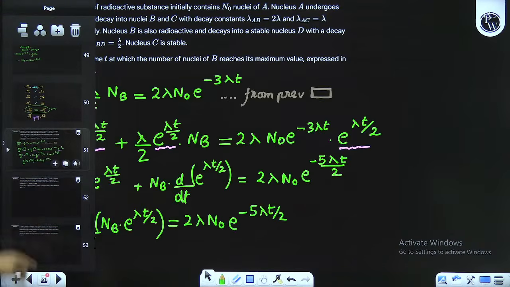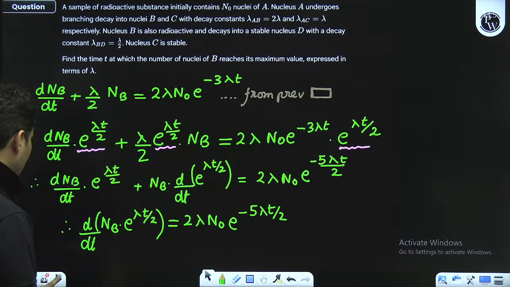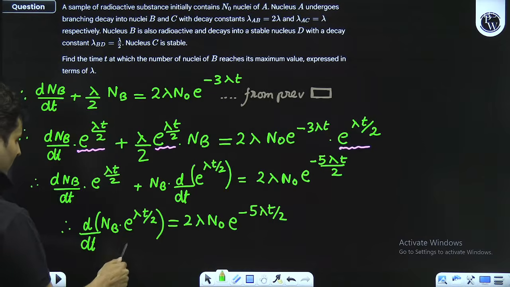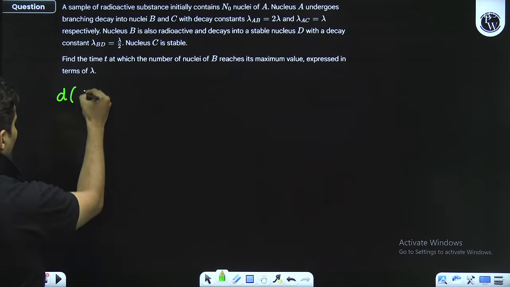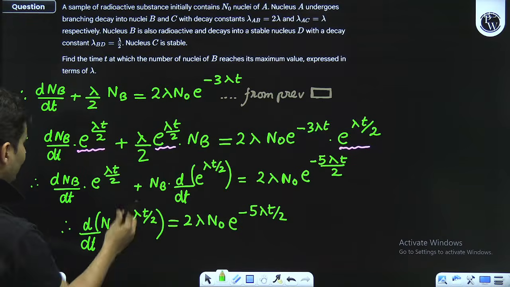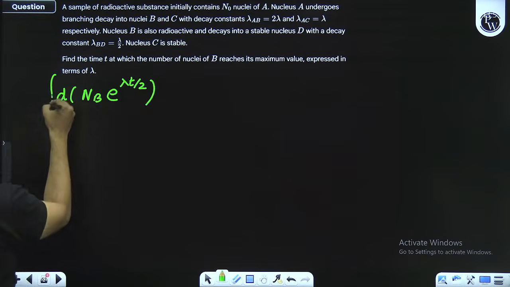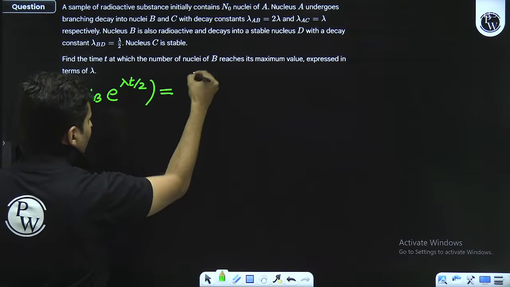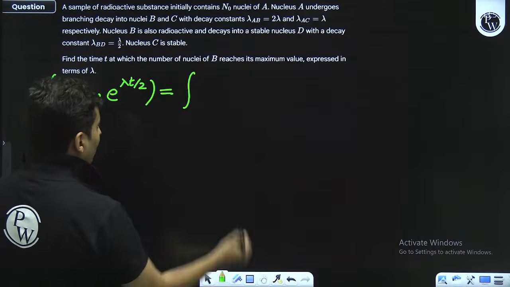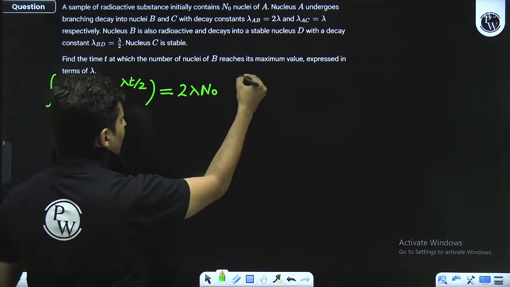Okay, what do I do now? You can see dt can be taken to the other side and integrate both of them. Yeah, that's all. So this will be nothing but d of whatever this is, nb e to the power lambda t by 2, integrate, is equal to integrate 2 lambda n naught. I cannot misplace any of the variables or else everything will go down. Okay, I can put that 2 lambda n naught at least outside the integral.